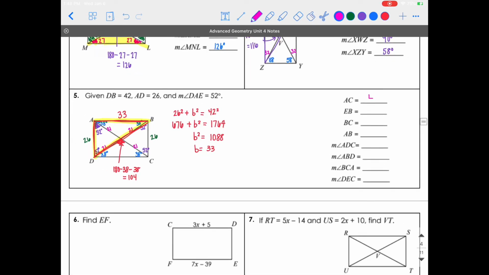Now let's go check out our questions. AC, I can see that's 42. EB is 21. BC is 26. AB is 33. Angle ADC is 90 degrees. Angle ABD is 38 degrees. Angle BCA is 52 degrees. And angle DEC is 104 degrees.